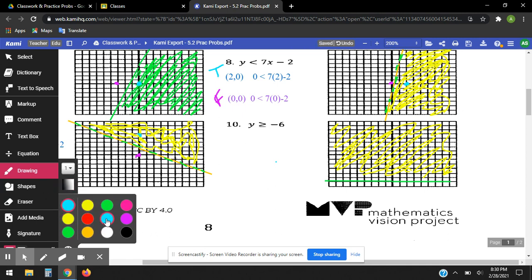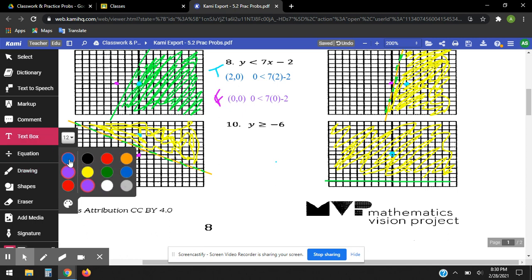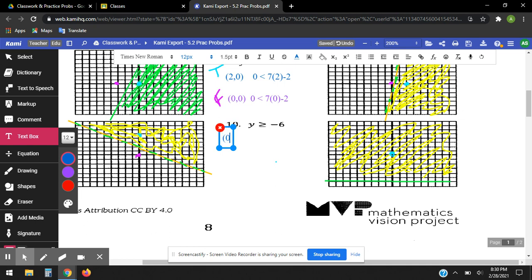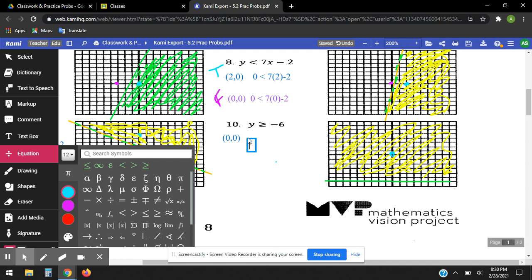Okay, let's find a point that is in our solution. Well, in this case, 0, 0 is. So I sure like it when 0, 0 is in there. It makes it easy for our work. 0, comma 0. Equation this time. So we have 0 is greater than or equal to negative 6. Oh, that is true. 0 is greater than or equal to negative 6.